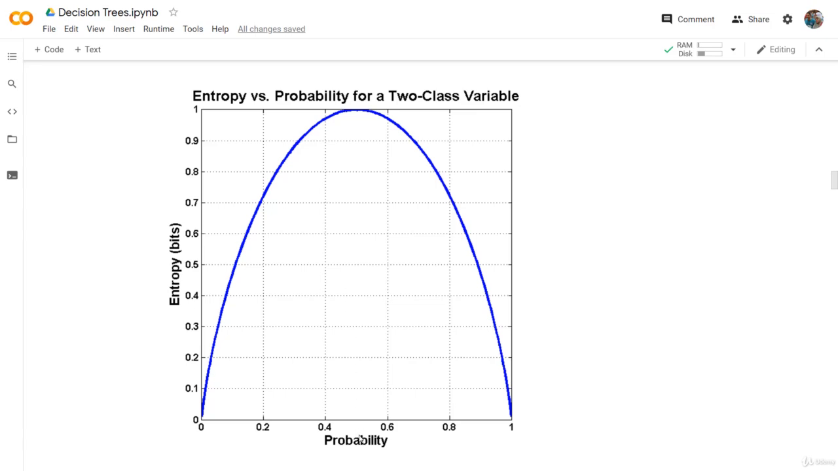So that's why, as you can see here, the entropy will be 1. This is the maximum entropy in the case of two classes, heads and tails, or 0 and 1, when the probability of 0, or heads, is equal to the probability of tails, or 1. And this graph is symmetric, because when the probability of heads is 0.4, the probability of tails will be 0.6.